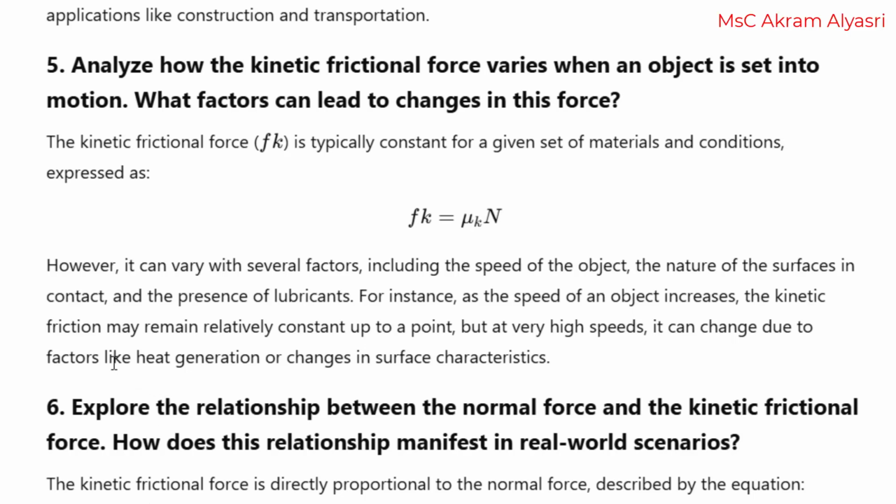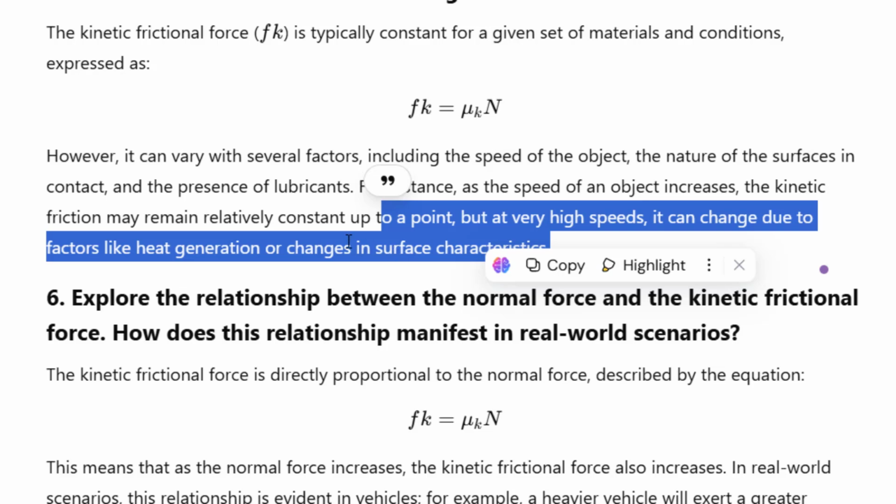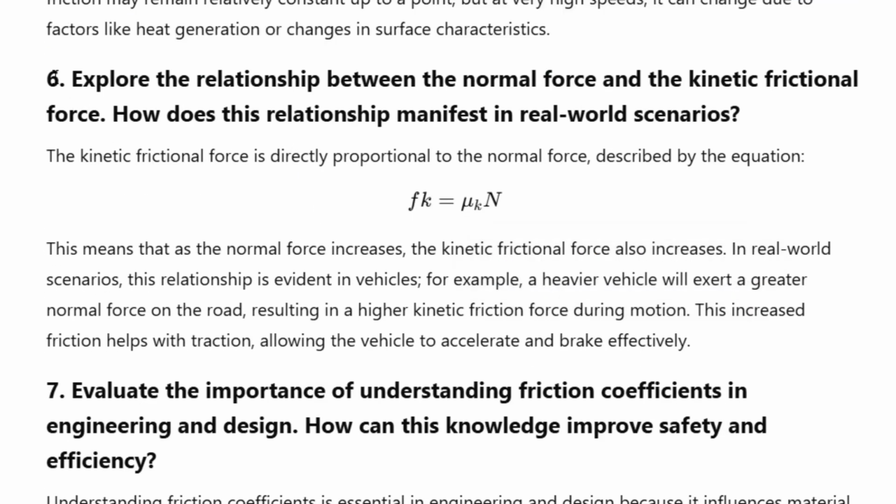For instance, as the speed of an object increases, the kinetic friction may remain relatively constant up to a point, but at very high speeds it can change due to factors like heat generation or changes in surface characteristics.